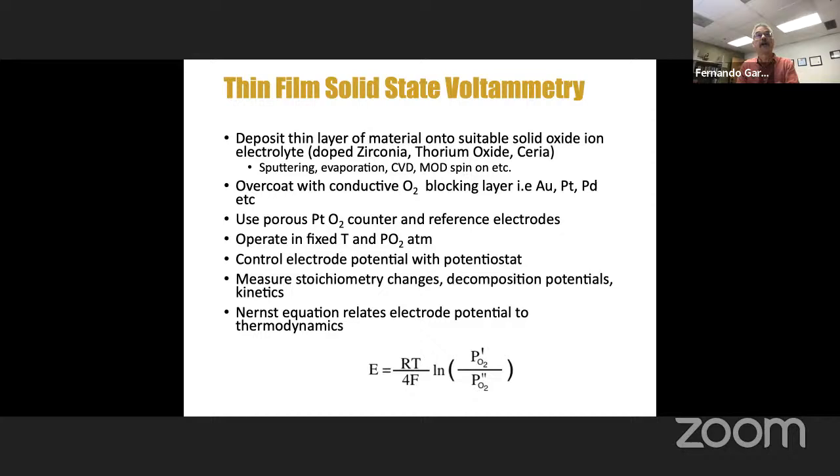You can use sputtering, evaporation, laser deposition, spin-on CVD, or print, as I showed before. You then need to overcoat the material with an oxygen blocking layer so that no diffusion of oxygen can occur through the surface. And gold we use in most of our experiments, a thin film of gold. And then we use a porous platinum oxygen counter electrode.